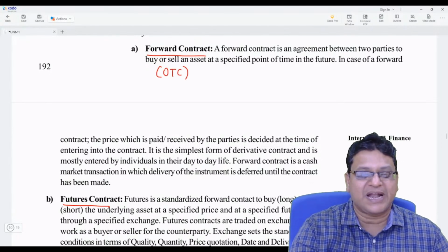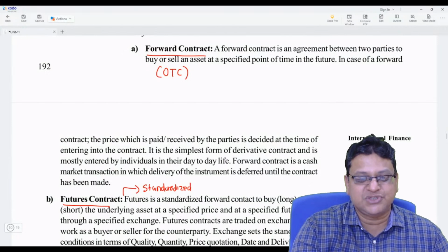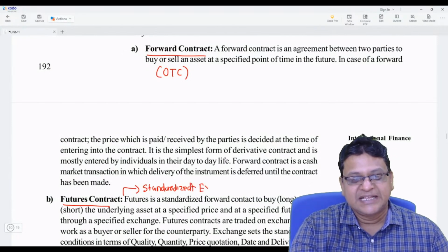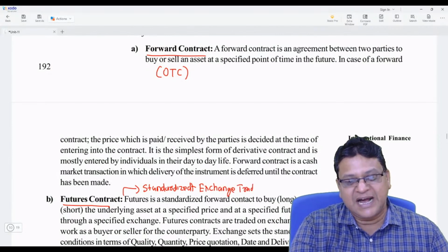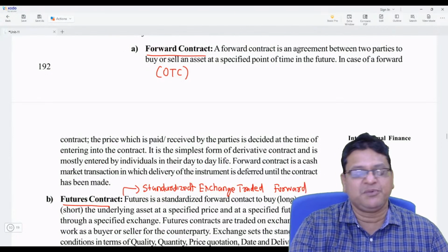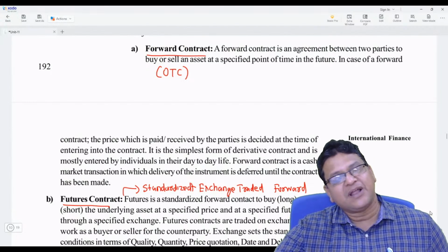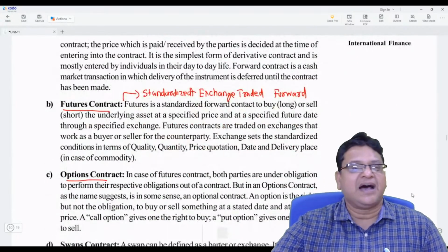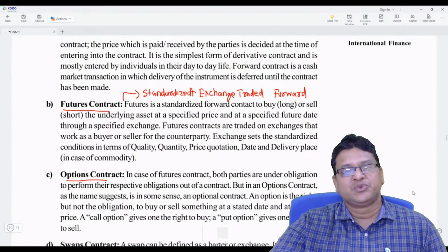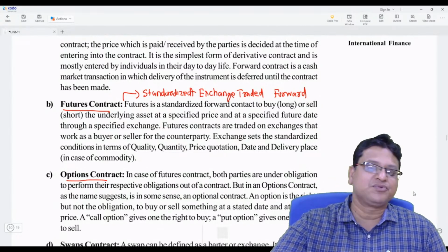If the forward contract is standardized and bought and sold in a market, which is known as exchange traded, the standardized exchange traded forward contracts are futures contracts. So what is the major point of difference between forward and futures contracts? All futures contracts are forward contracts, but all forward contracts are not futures contracts. Only those forward contracts which are standardized and exchange traded are futures contracts.